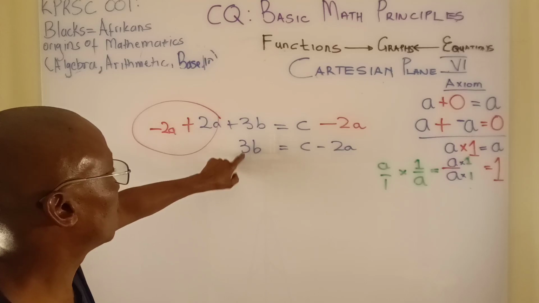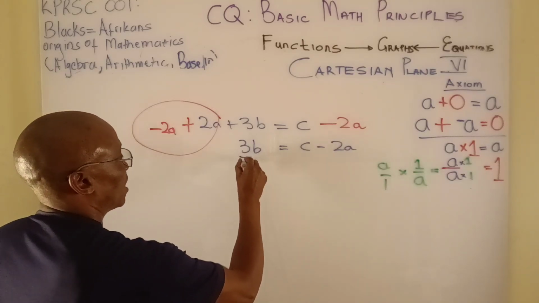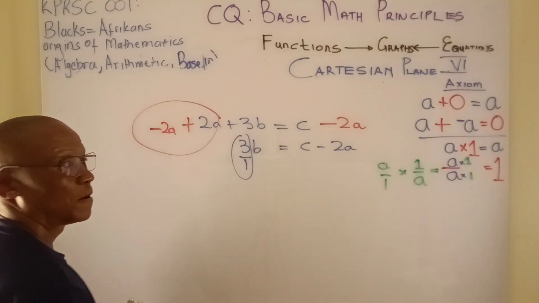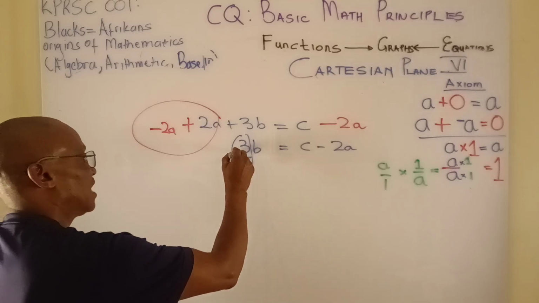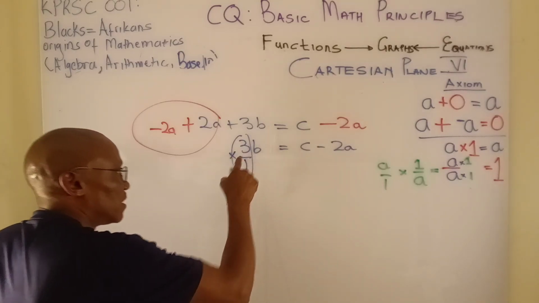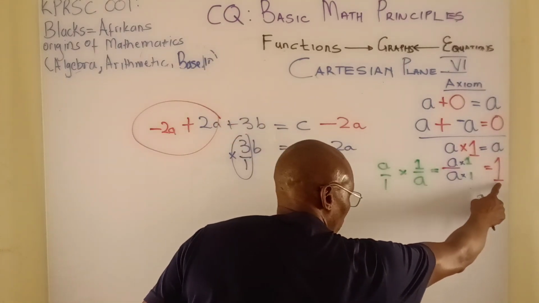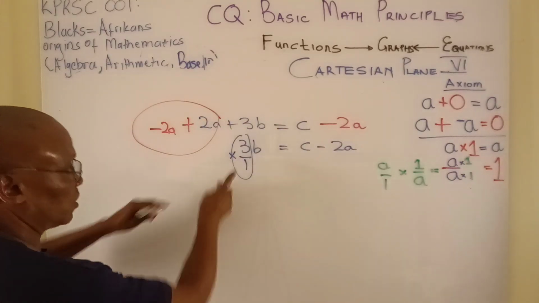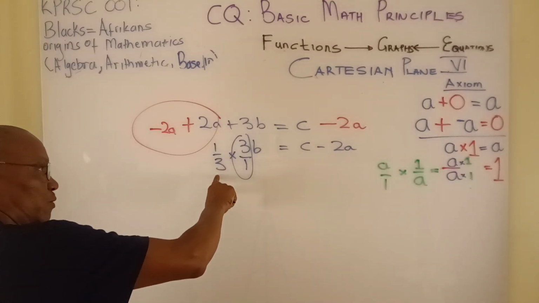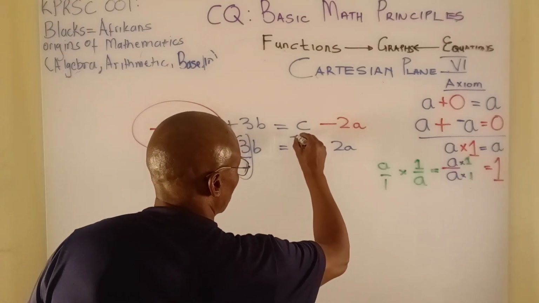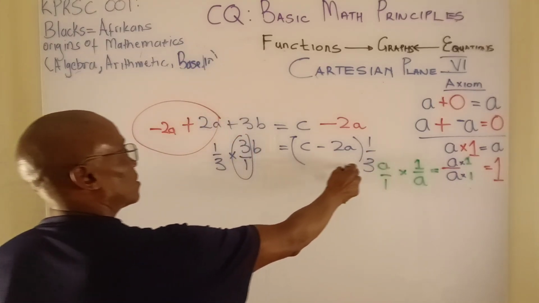Now I want to remove this one, the 3. But any number divided by 1 is 3. Now because it's multiplying, I need to multiply this thing by the reciprocal of this. Because a number multiplied by its reciprocal will give me 1. So the reciprocal of this number, 3 over 1, is 1 over 3. But you were doing it on the side. Now you need to do it on this side, 1 over 3. You multiply the whole expression.